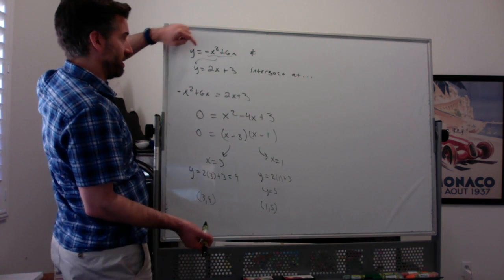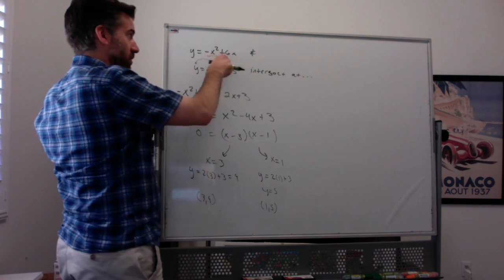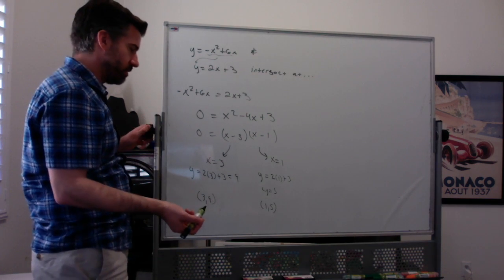If I plug in 3 here, I get negative 9 plus 18, which is 9. If I plug in 1 here, I get negative 1 plus 6, which is 5. So either way will work. Just pick the equation that's easier to find y values.